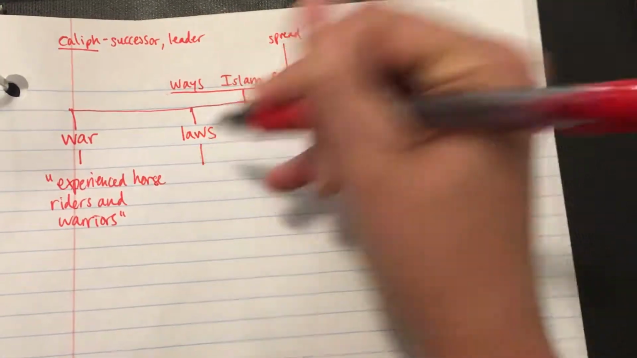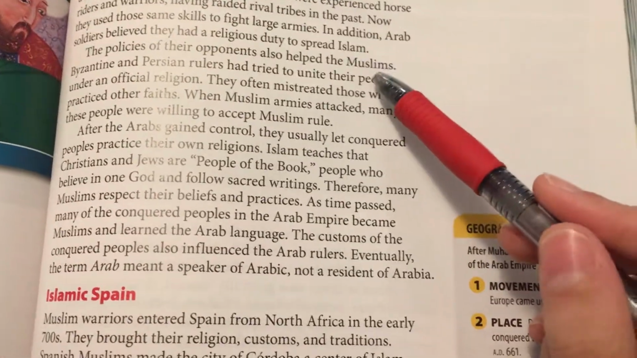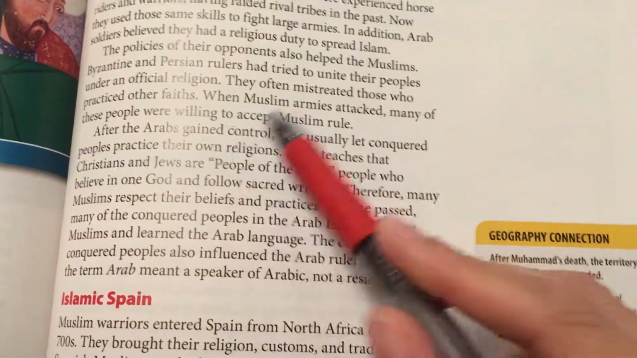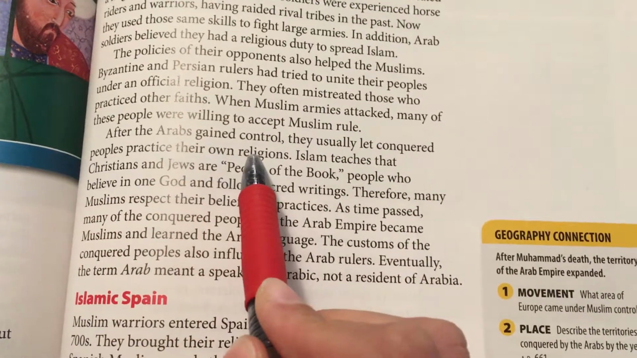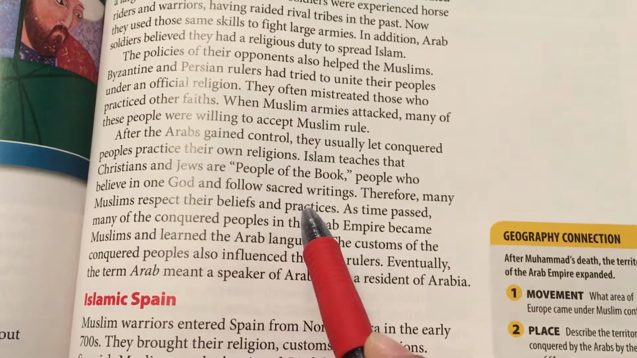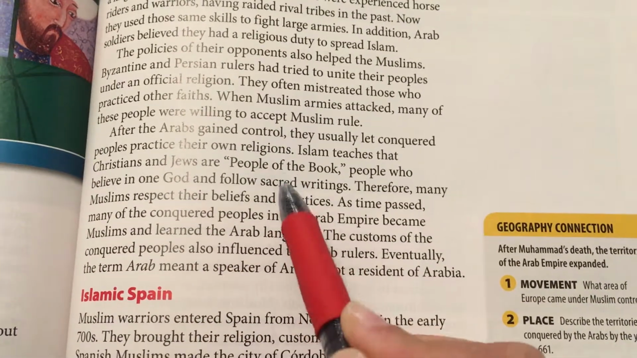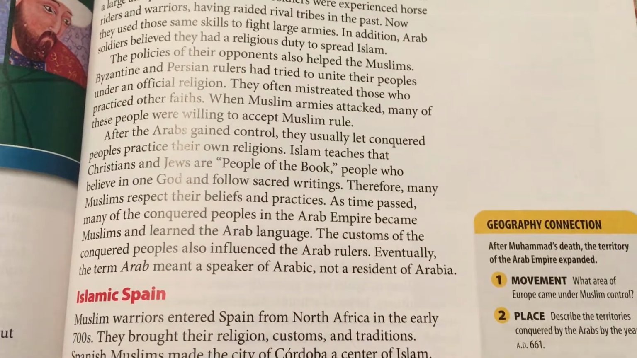And now I need to go back and look for that text evidence, a quote to prove it. If I go back up here, what's one of the laws it seems that was really popular? Oh, here, they let conquered peoples practice their own religions. They respected their beliefs and practices. Both those are really things that I think I would like from a leader. I'm going to go ahead and put the first one as my evidence.